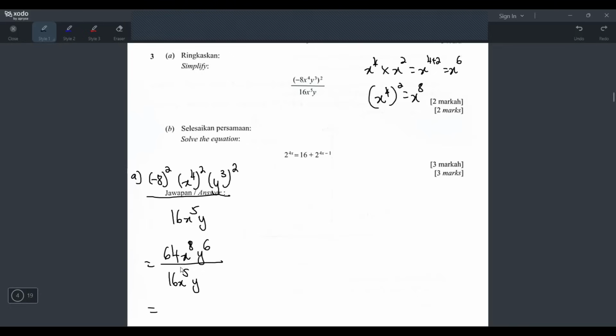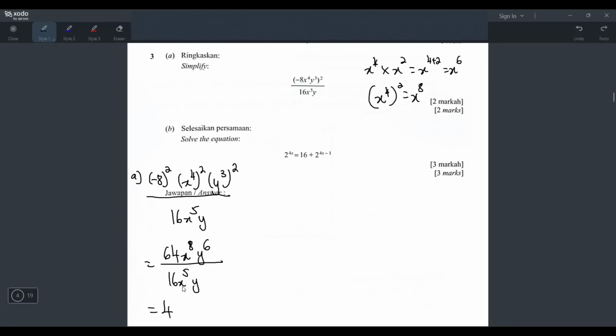Number can only be done with number, x can only be done with x, y can only be done with y. It means number with number, x with x, y with y. So number can only be done with number. So 64 divide 16, press calculator, get 4. And then x can only be done with x.